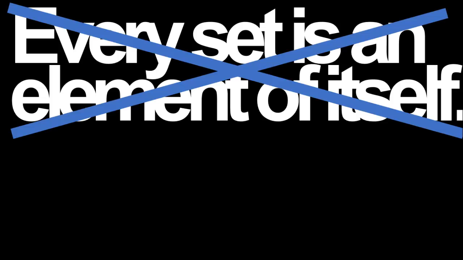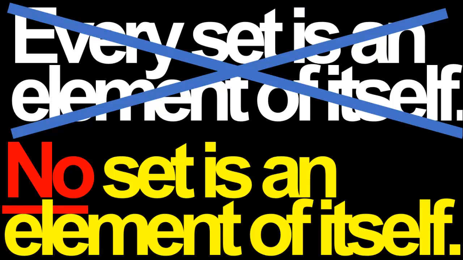Here's another. Every set is an element of itself. Wrong. In fact, the exact opposite is true. No set is an element of itself. This is actually quite a subtle and tricky point, which we'll come back to in a later video.